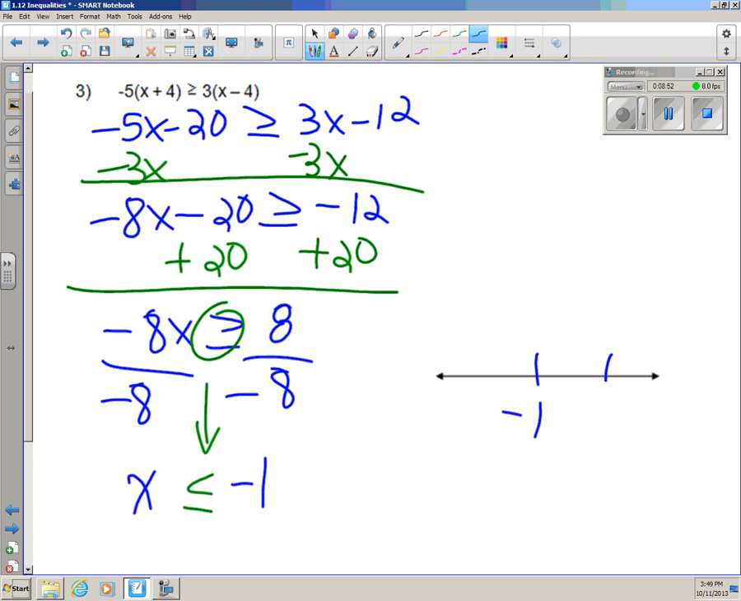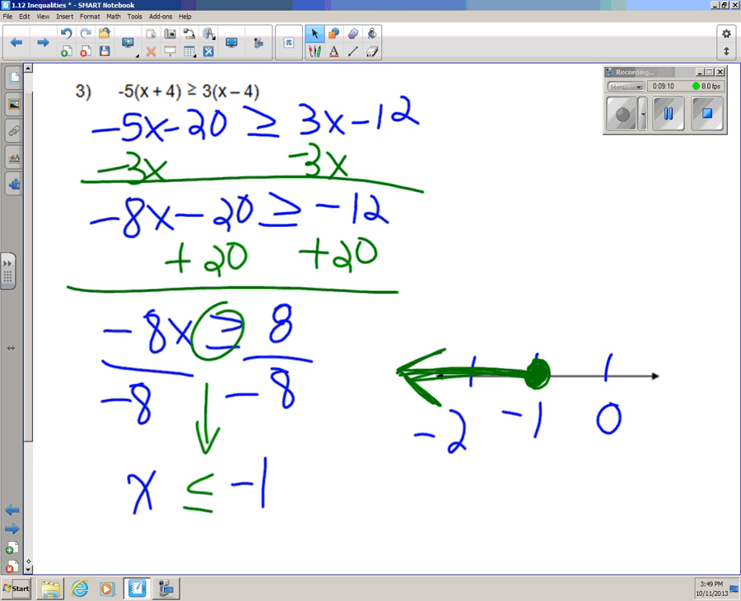Negative 1, 0, negative 2. When I graph this thing, it's less than or equal to. It's a closed circle. Less than or equal to means I have to go to the left.